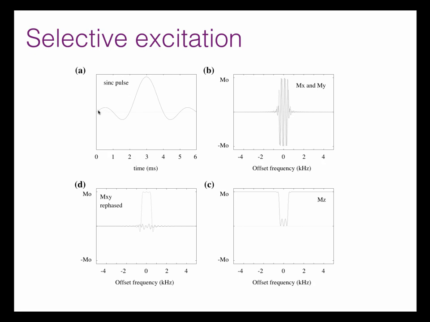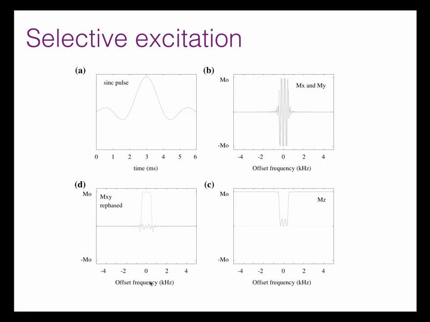So here's a sync pulse that's been truncated. When you actually run the simulations of that, you can see that the magnetization that gets excited looks like this and needs rephasing. So you apply an additional gradient term to unwind it. But basically, when you play this excitation pulse out on the scanner, you end up with a slice profile that looks like this in space.